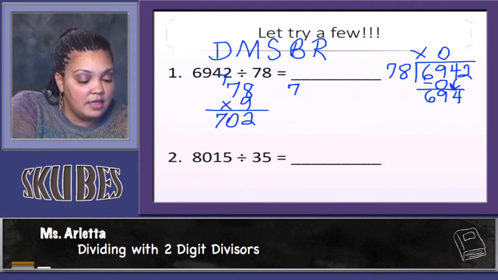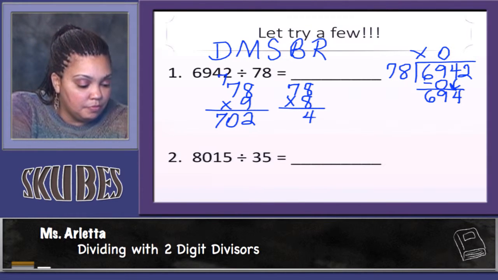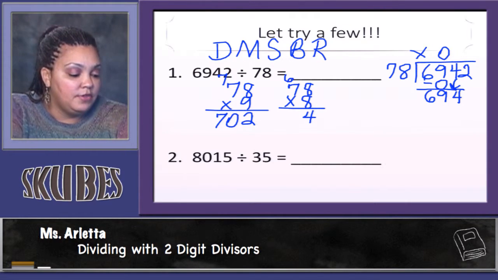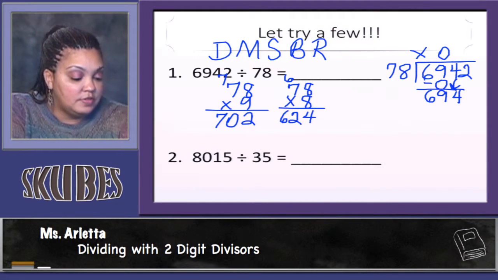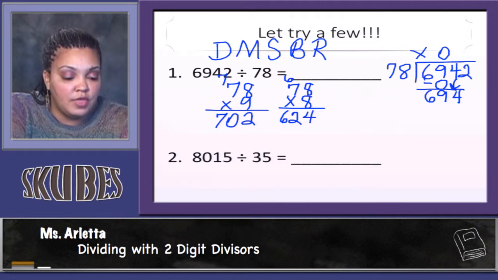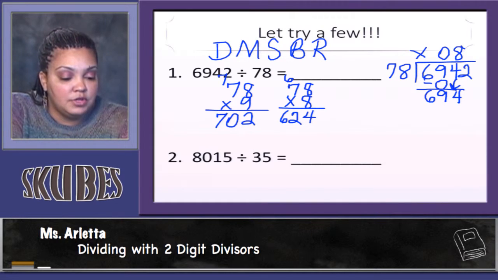Go back to 78, and this time we're multiplying it by 8 instead of 9. Okay, we have 8 times 8 is 64. 8 times 7 is 56. 56 plus the 6 is 62. So the 624 is smaller than the 694, which means we can use that 8. We just multiplied it, which is our next step in the division process. So we know our answer is 8 times 78 is 624.